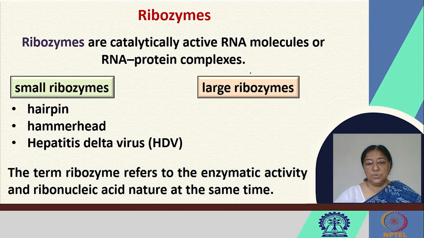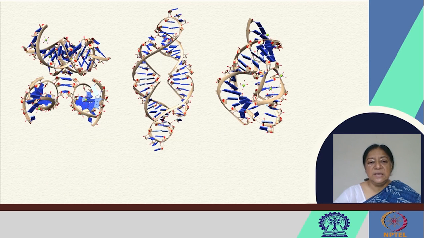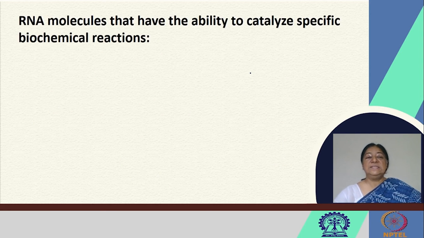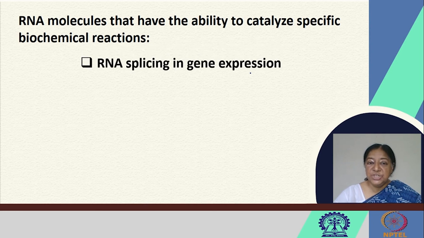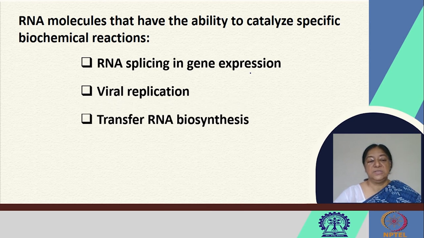There are large ones also. The large ribozymes are the ribosome, spliceosome, and RNase-P. Now, these are also very specific in their activity, in the sense that if we look at the structures of these RNA structures, a leadzyme, a hammerhead ribozyme, and a twister ribozyme. The beauty of these is that these RNA molecules have the ability to catalyze specific biochemical reactions, just like enzymes that are proteins. We have RNA splicing in gene expression, viral replication, and transfer RNA biosynthesis.